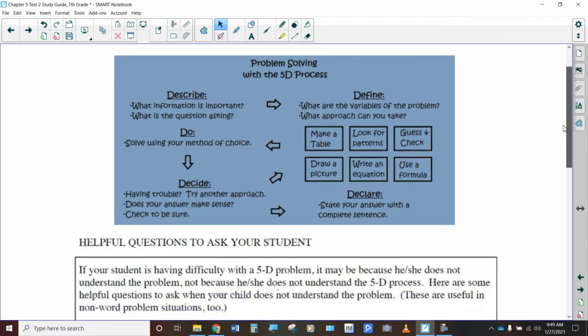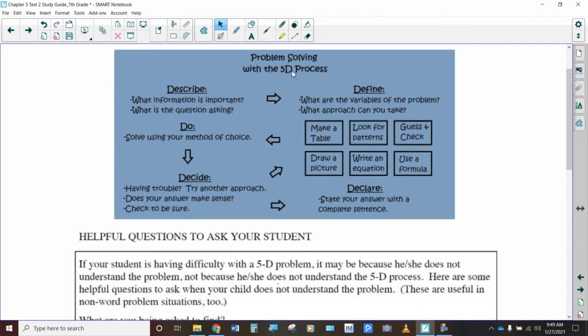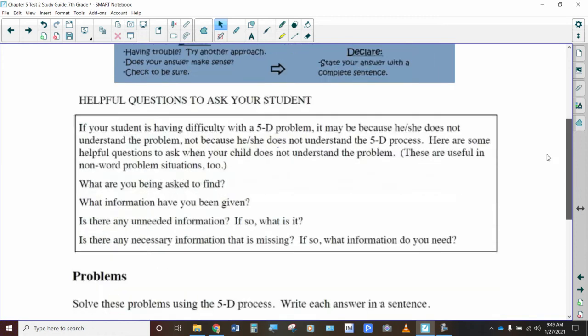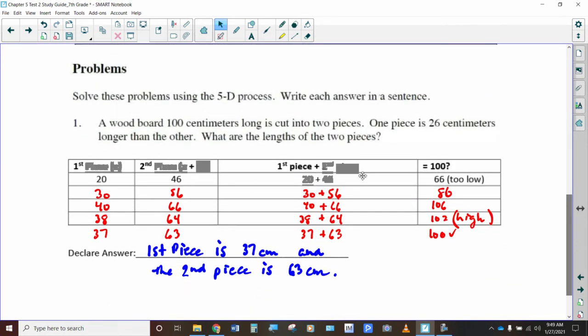Okay, so 5Ds, don't think that this is a new problem-solving process. It's not. It's just problem solving. It's just the way that people who are successful with word problems go about solving those problems. So here's an example of using the guess and check table.